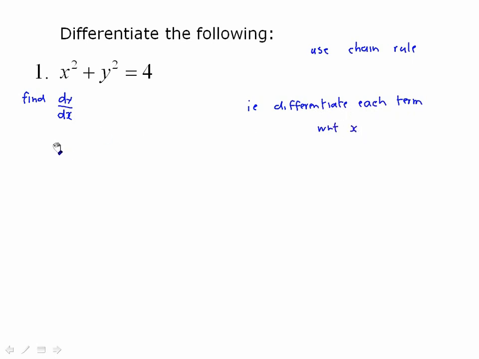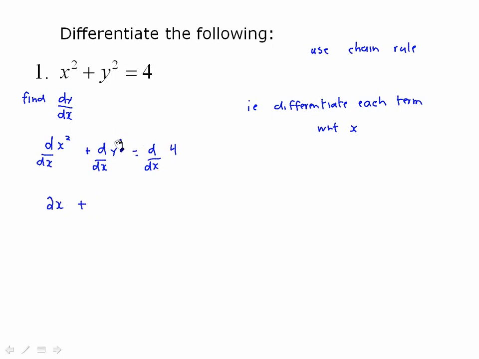So x squared is not a big deal. We can differentiate that one. And let me write this one out first, just to make it very formal. So differentiate that with respect to x, then we differentiate y squared with respect to x, and then we differentiate 4 with respect to x. So the first term is no problem. The derivative of x squared with respect to x is 2x.